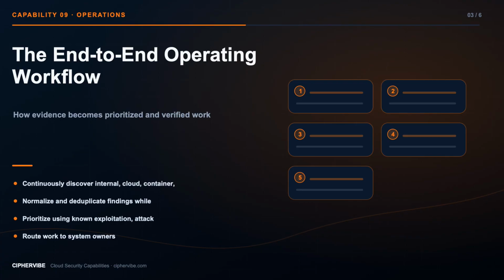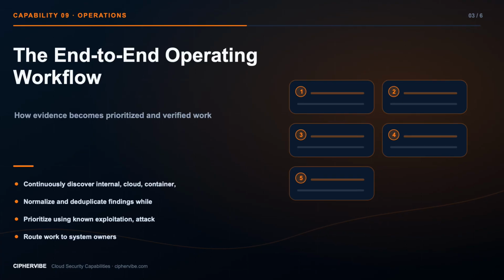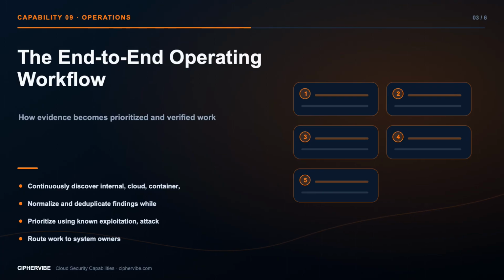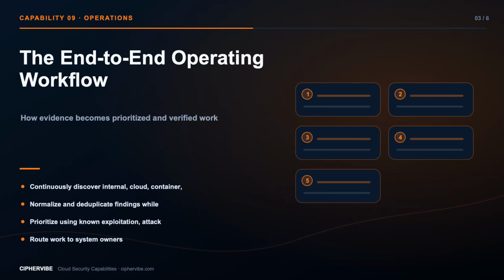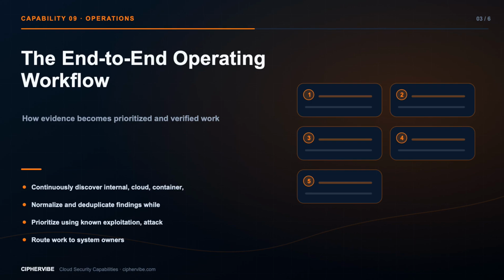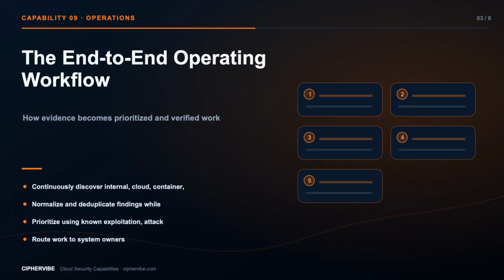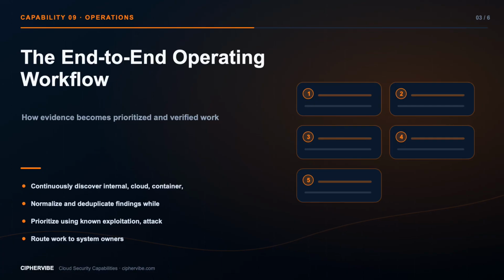Fifth, verify remediation with fresh evidence and track recurrence, reopened risk, and exception expiry. The workflow does not end when a ticket closes or an API returns success. Security closure requires fresh evidence showing that the risky condition is gone and does not immediately recur.